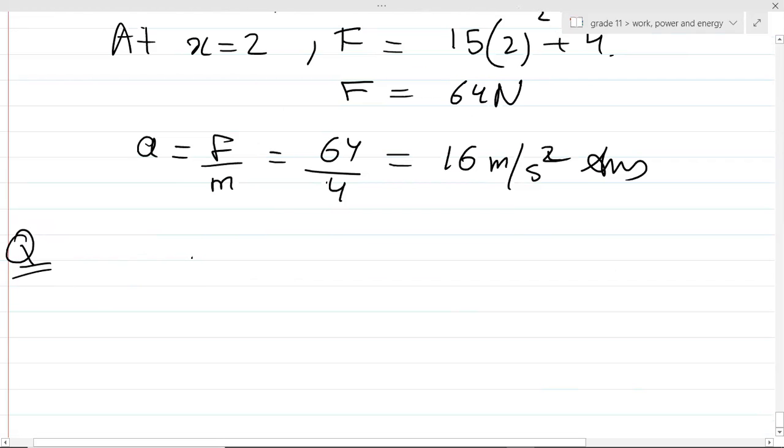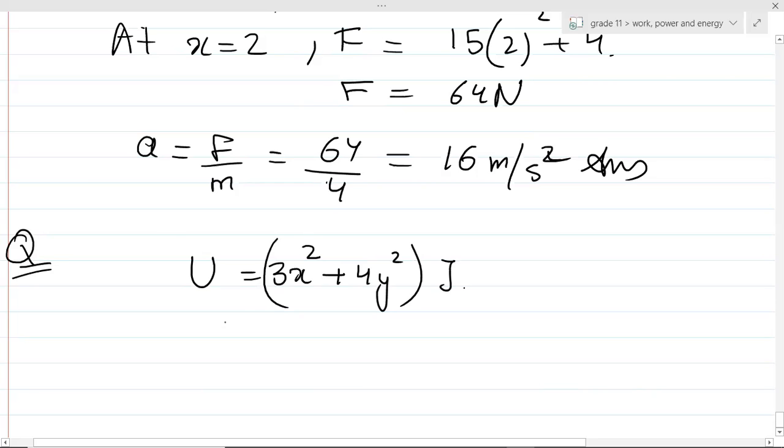In a region, the potential energy is given as 3x square plus 4y square. The mass of the particle they have not given, so the mass is 2 kg. And please remember here they have x as well as y, so now I need the vector form.